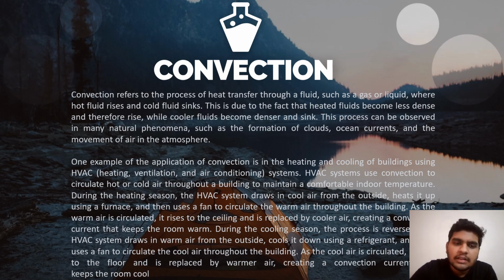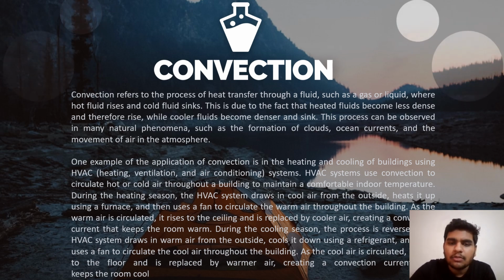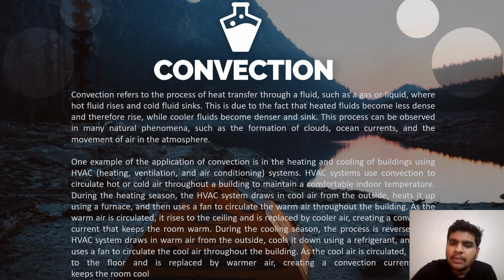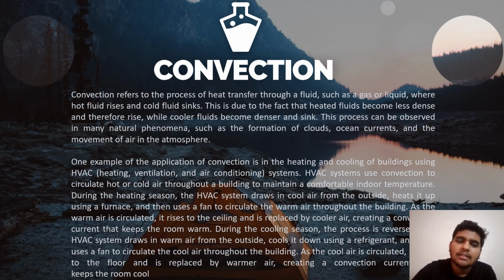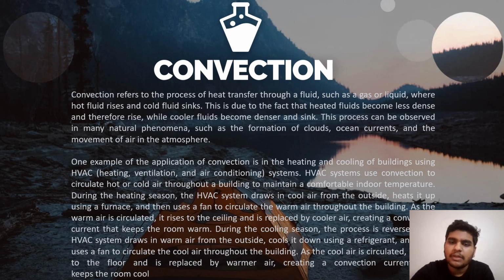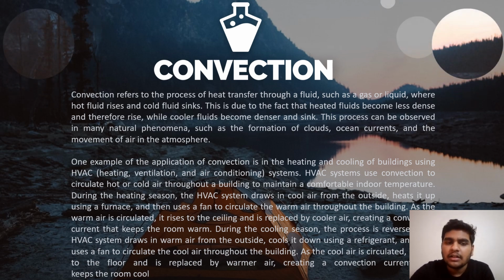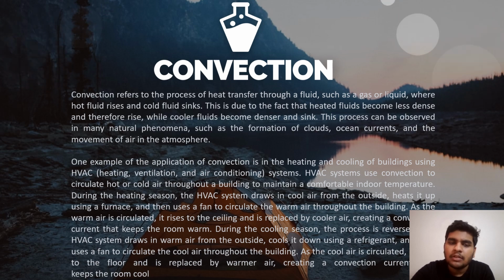During the heating season, this HVAC system draws in cool air from the outside, heats it up using a furnace, and then uses a fan to circulate the warm air throughout the building. As the warm air is circulated, it rises to the ceiling and is replaced by the cooler air, creating a convection current that keeps the room warm.